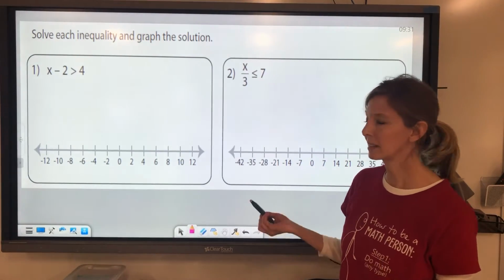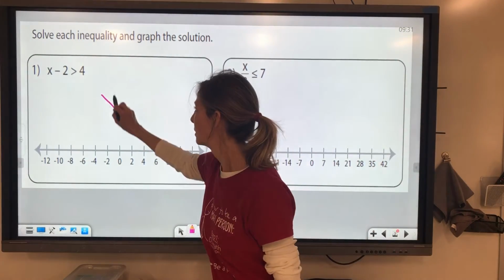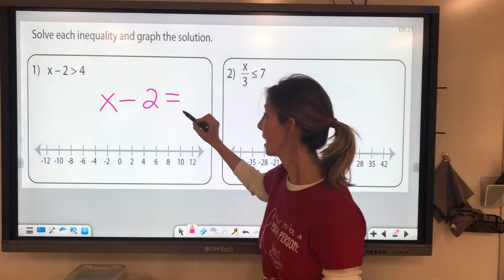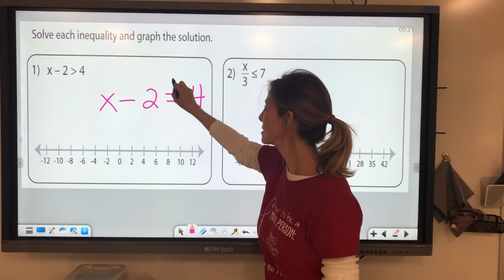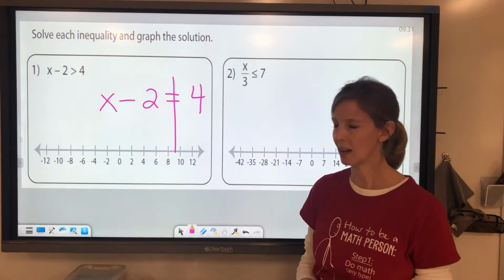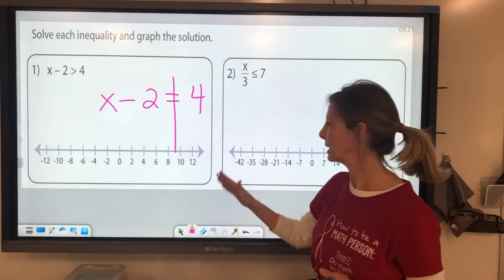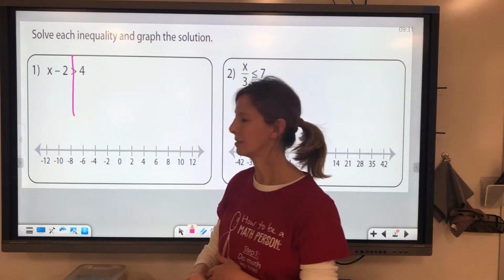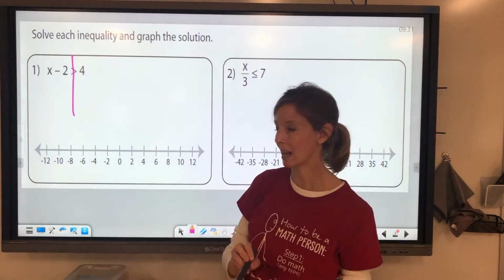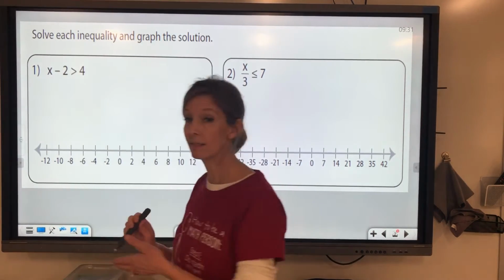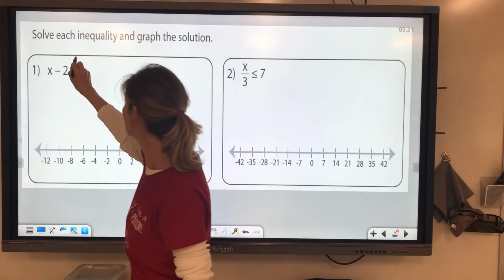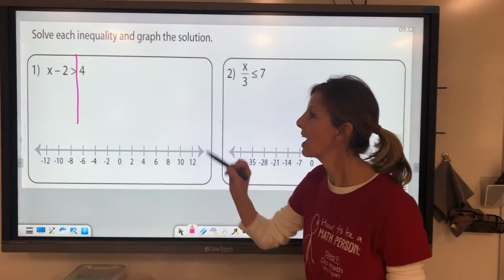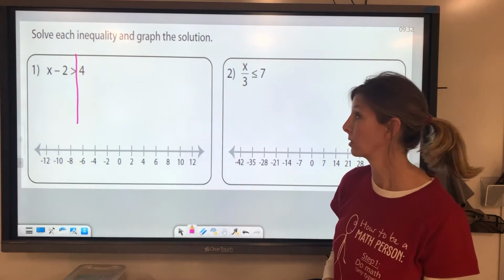Now, typically when we've drawn our line before, when we had an equation, I usually draw it down through the middle of the equal sign. I think it looks a little weird to draw it through the inequality sign. So I usually do it to the side of it, but that's totally your choice. All right, so we have x minus 2 is greater than 4.